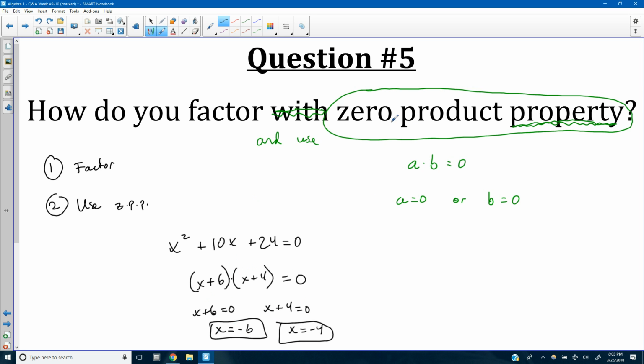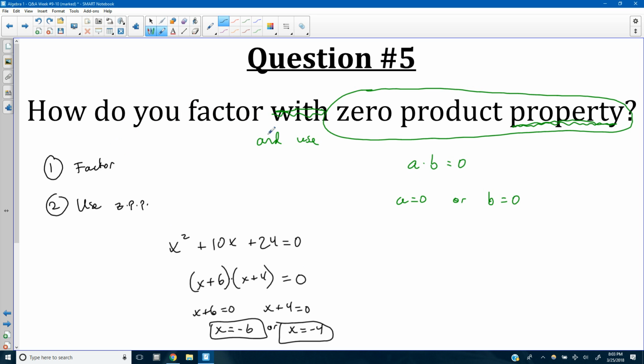The property itself, it's one of those pretty obvious ones, but it's one that you have to use the right way. You can't use it unless it's a product. You can't use it unless it's set equal to 0. By the way, this is an OR here. So I don't really know what else to say with that. Again, the question isn't really asked right.